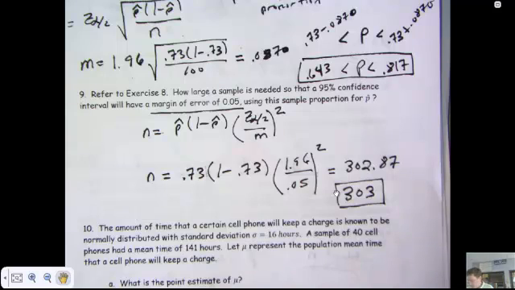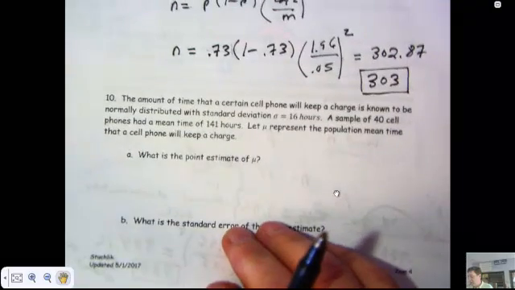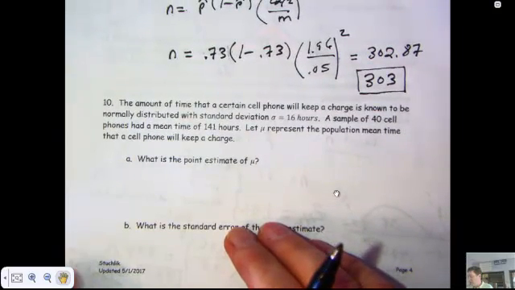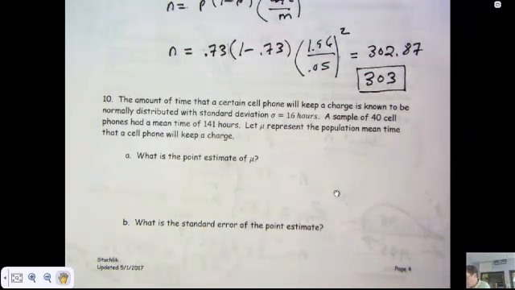Alright, question 10. The amount of time that a certain cell phone will keep a charge is known to be normally distributed with standard deviation of 16 hours. What do I note about that that's significant? That's a population standard deviation. That says something about what distribution I can use. A sample of 40 cell phones had a mean time of 111 hours. Let mu represent the population mean time that a cell phone will keep a charge. What is the point estimate of mu?